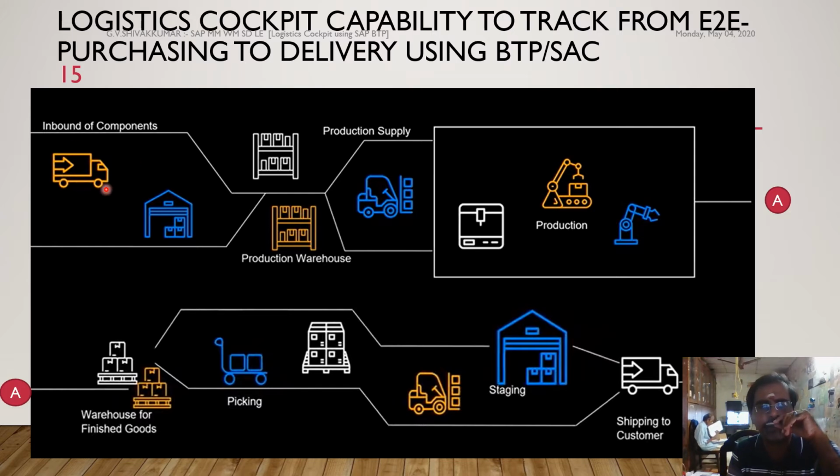Inbound components are coming from the truck, so they can be sent to the warehouse and then issued to production. Once the finished goods are received, they will be placed in the production warehouse. From there the production supply operates. The raw materials can be given to production, and once converted to the finished good, it will be placed in the production warehouse.